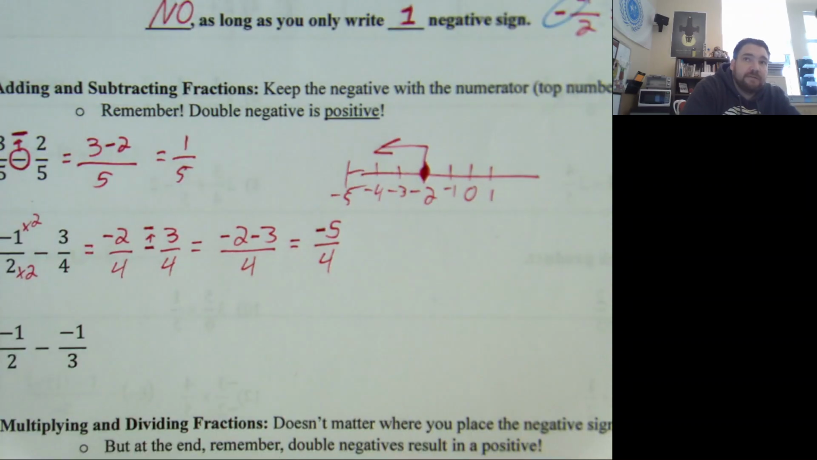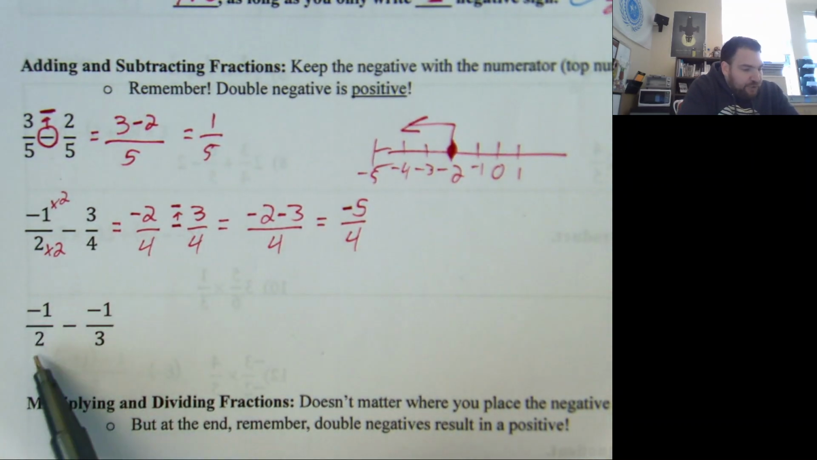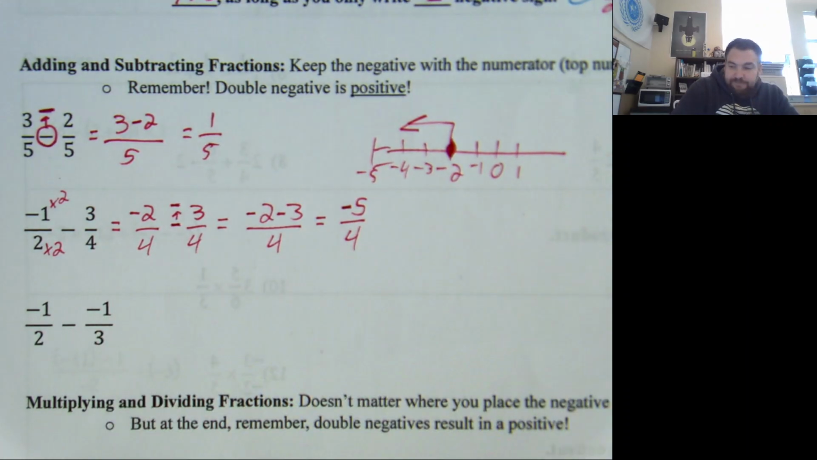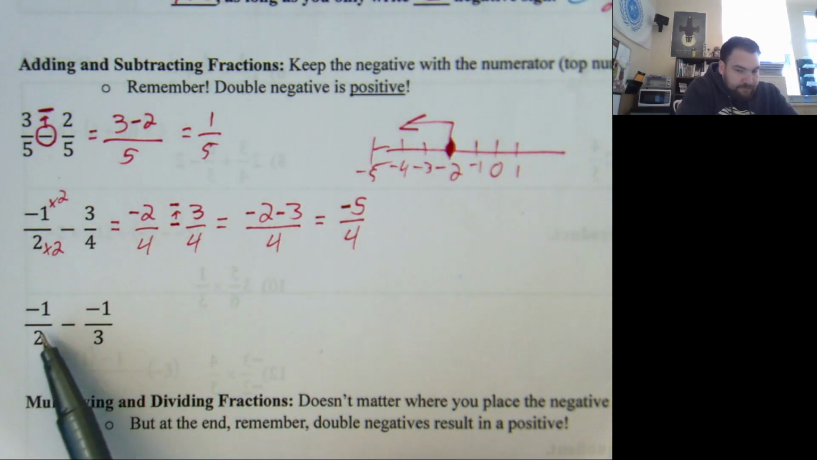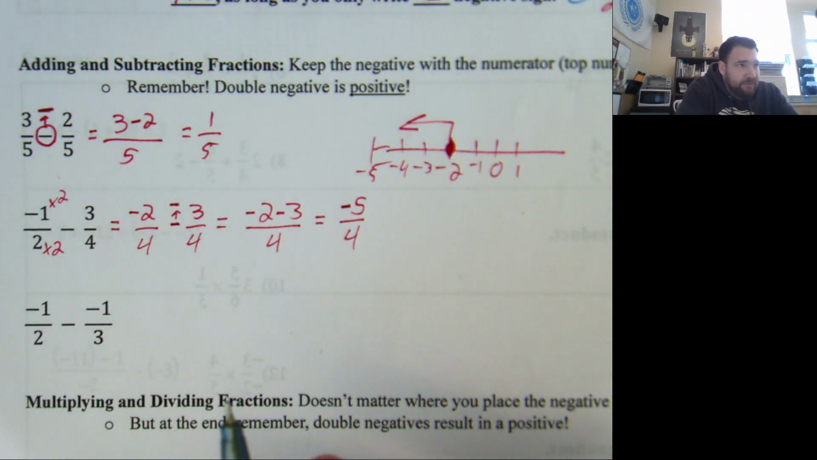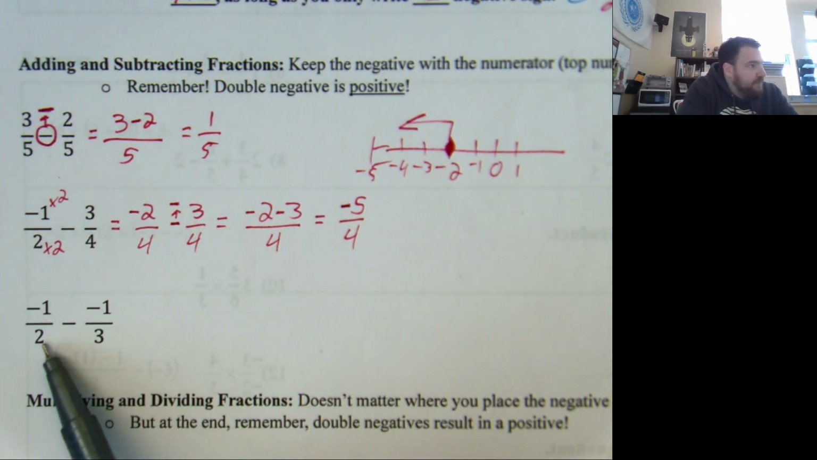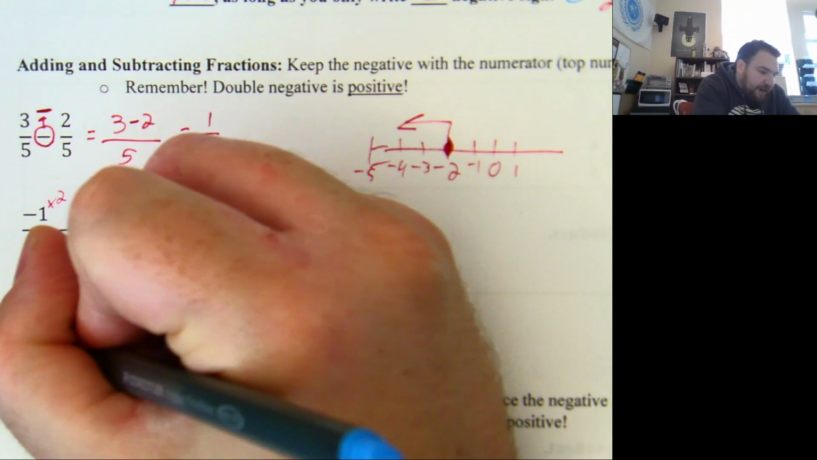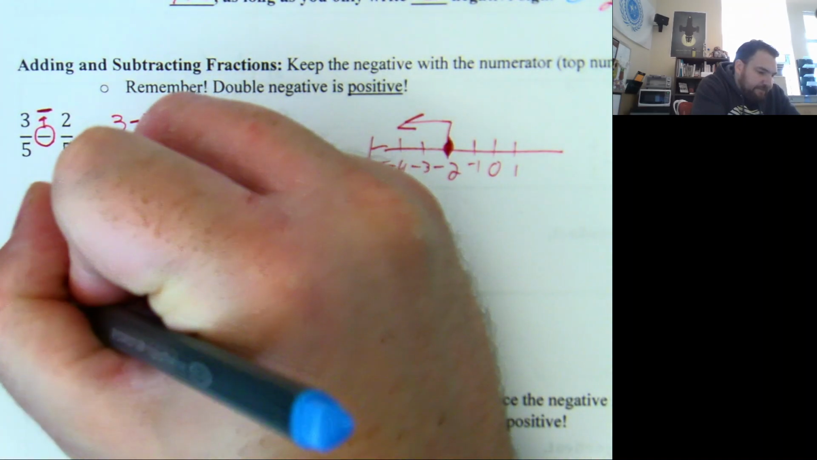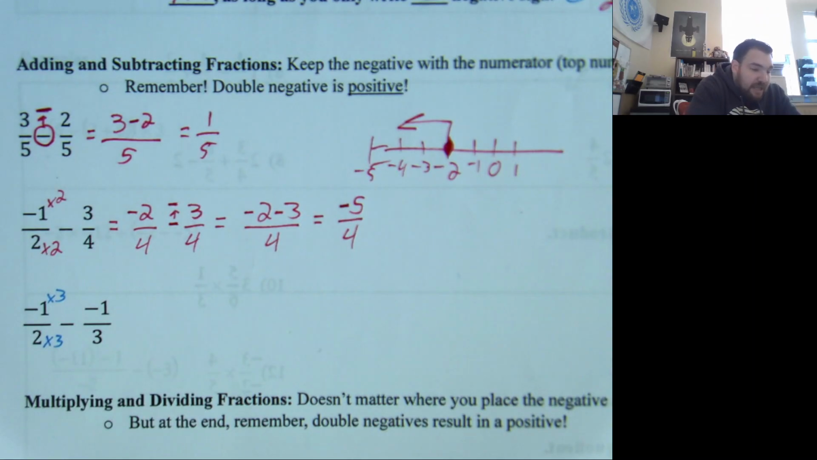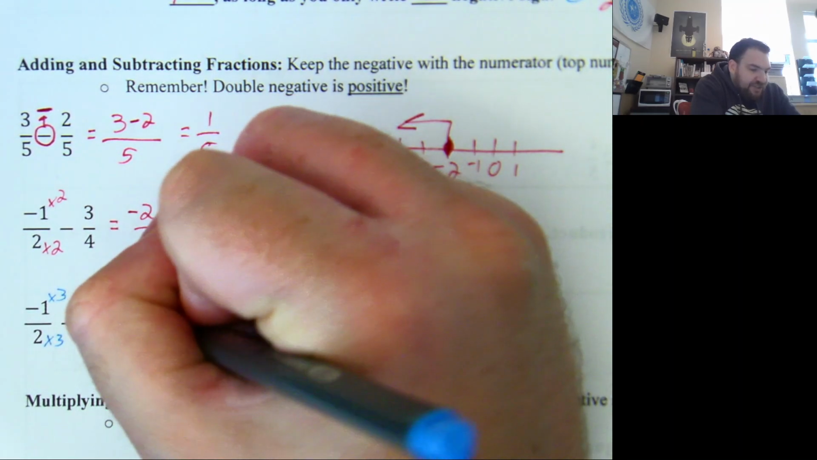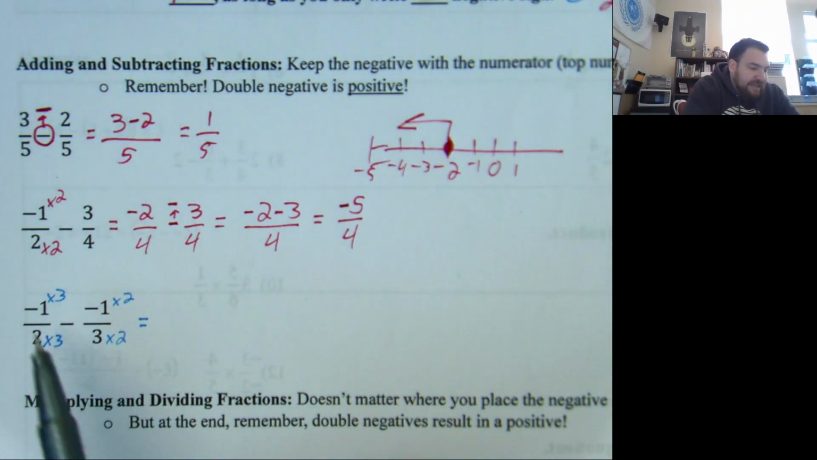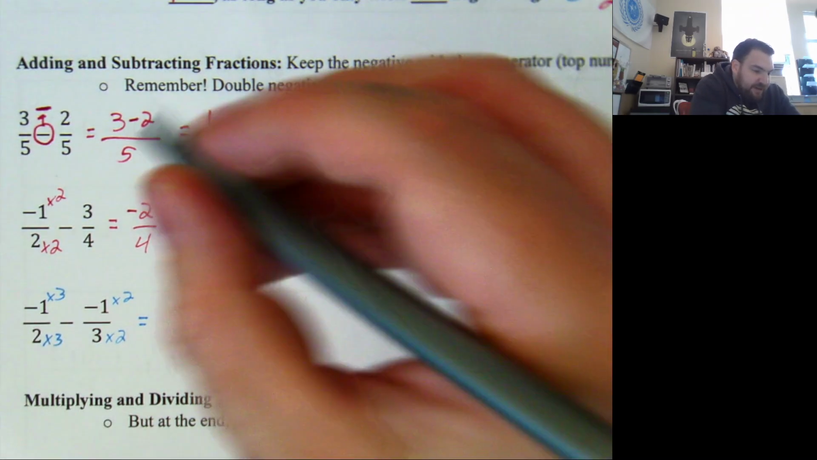Let's do the last one. I'll zoom out a little bit. I've got negative 1 over 2 minus negative 1 over 3. I need a common denominator. What is a number that 2 and 3 both go into? 6. So what do I have to multiply 2 by to get to 6? Whatever I do to the bottom, I do to the top. And I'm going to take 3 and multiply it by 2. Whatever I do to the bottom, I do to the top. And this is going to change things around for me. It's going to give me negative 1 times 3 is negative 3.